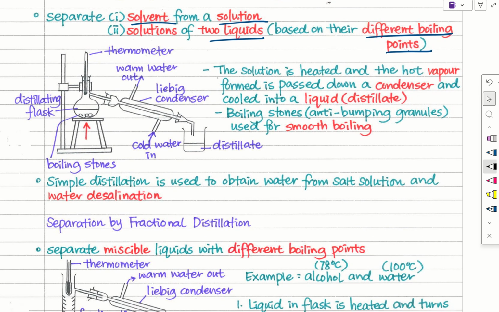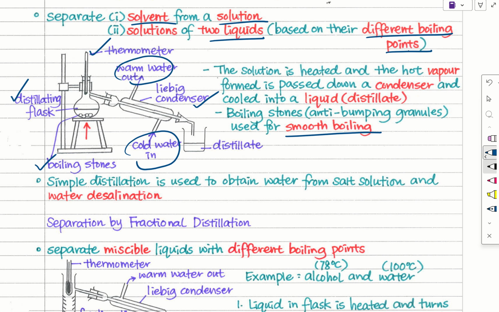Okay, they may not ask you to draw this, but they will ask you to label. So this one is your distilling flask and the boiling stones. So the boiling stones are used for smooth boiling. Okay, then we have the thermometer. Then take note that this is the condenser. We have cold tap water going in and the warm water will come out because it's in contact with the hot vapor. And what we collect here is the distillate.